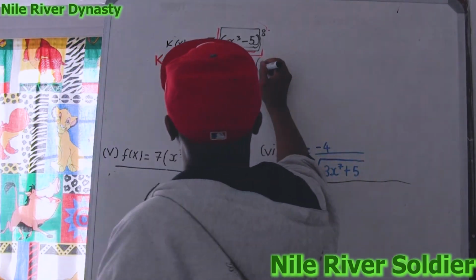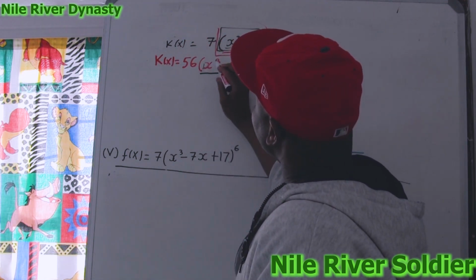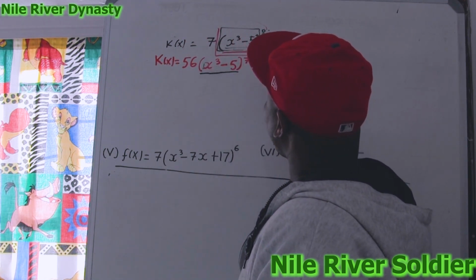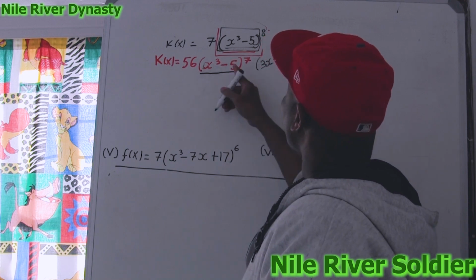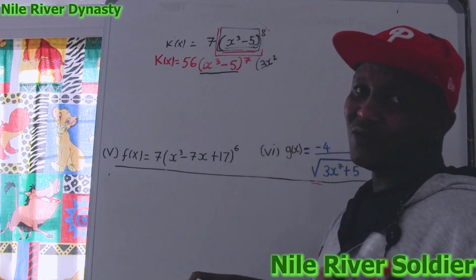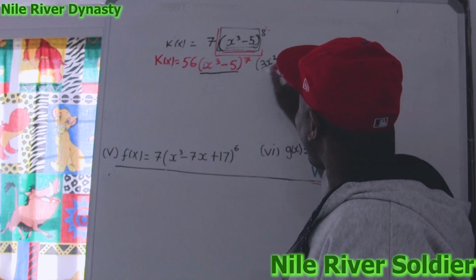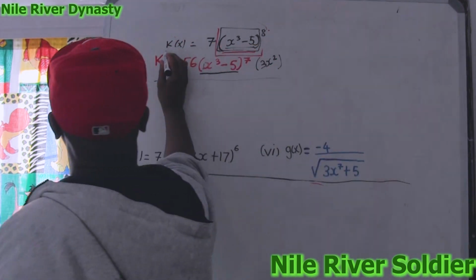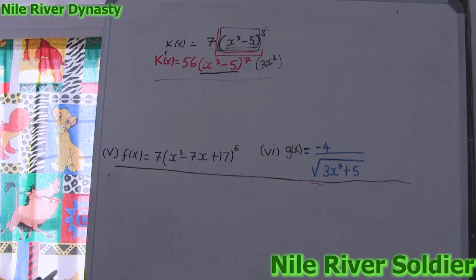So when you differentiate the one you drop, look, this is 3 times 1 is going to be 3. Now drop your x, 3 minus 1 equals 2. And then this, since it doesn't have an x, when you differentiate, it's going to be 0. So this is your final answer. Easy like that. And then make sure you put k prime. You see, it's easy, man.